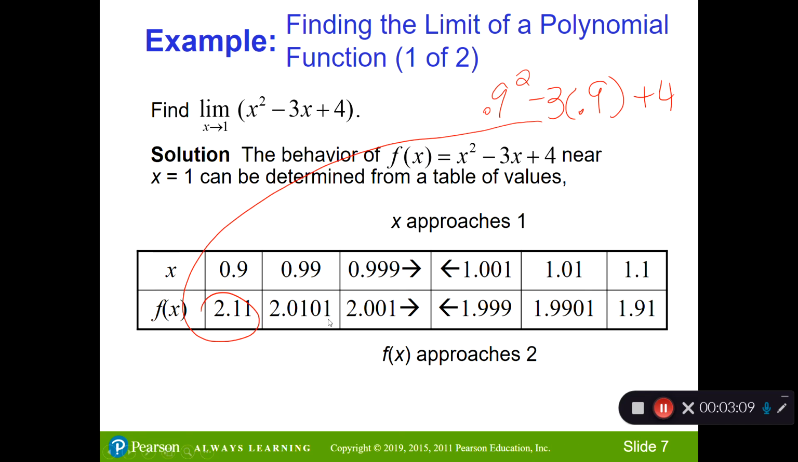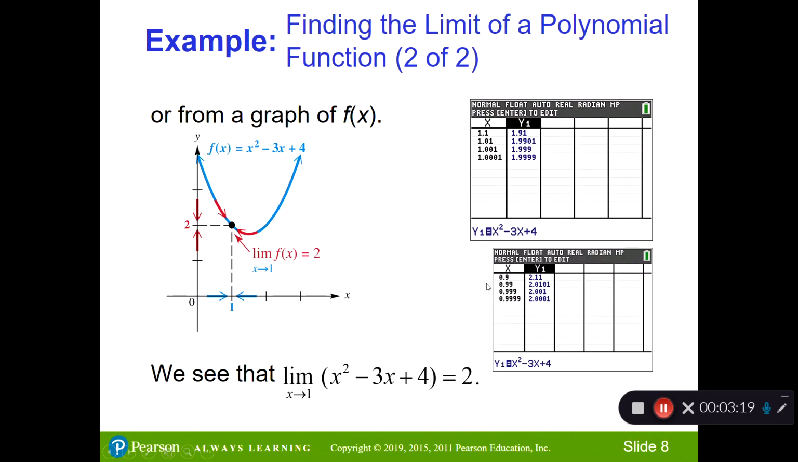Then 2.0101, 2.001, and so on. On both sides, we see we're getting closer and closer to the y value of 2. So we would write the limit as x approaches 1 of the function equals 2. And we can see graphically it takes on the value 2 near 1.